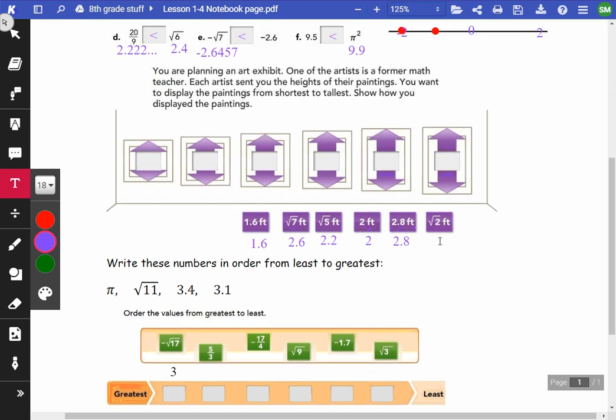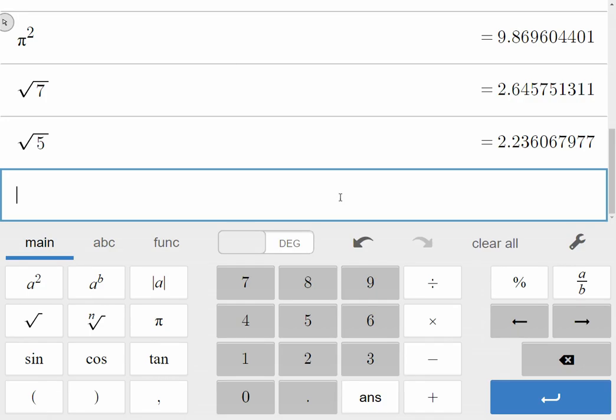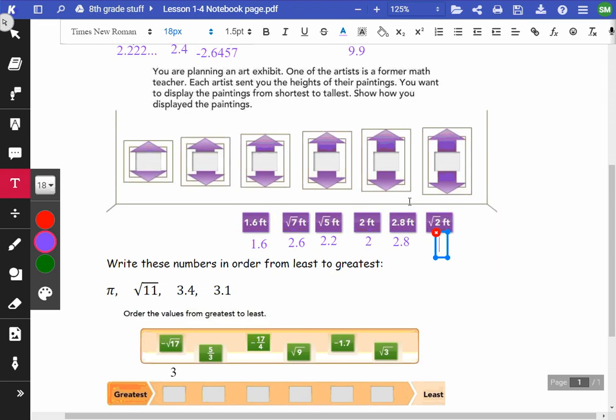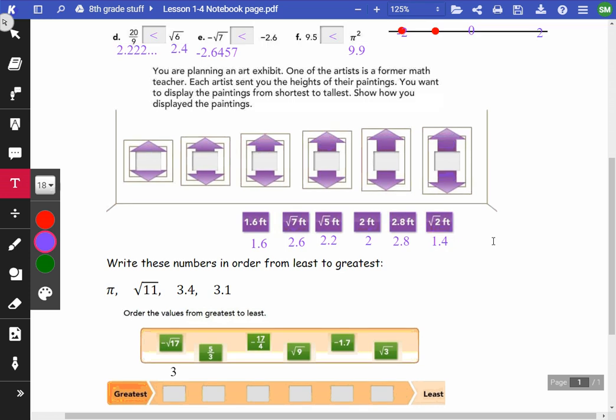And the square root of 2. Some of you might remember this. We've done it a few times, but we'll put it in the calculator for those of us that don't. That's 1.4. Okay. So there we go. We have a decimal value for each one of those painting heights. Now we just need to figure out which one's the shortest.